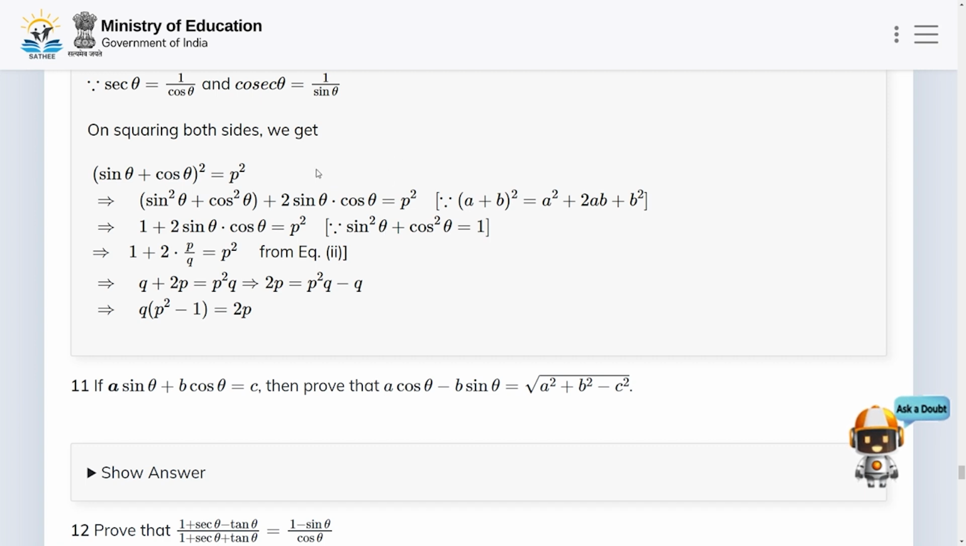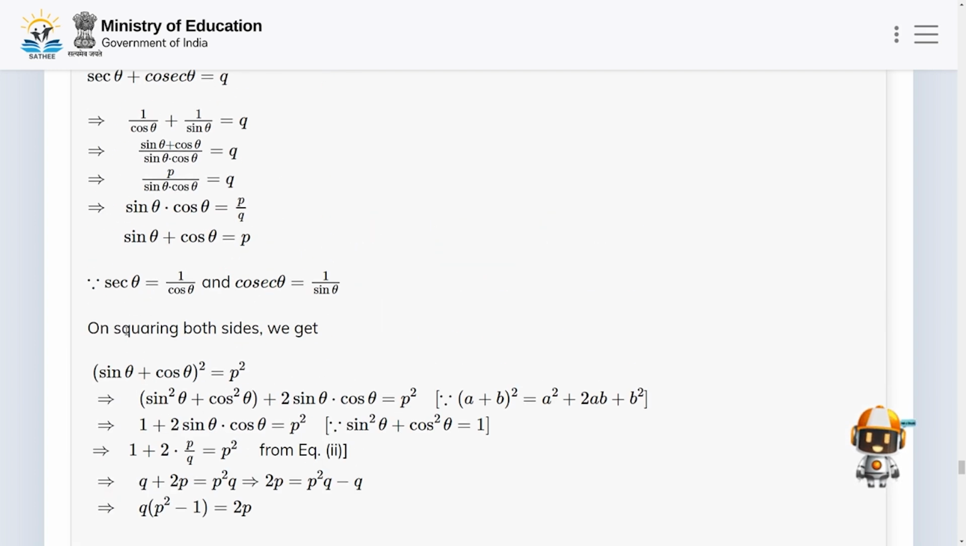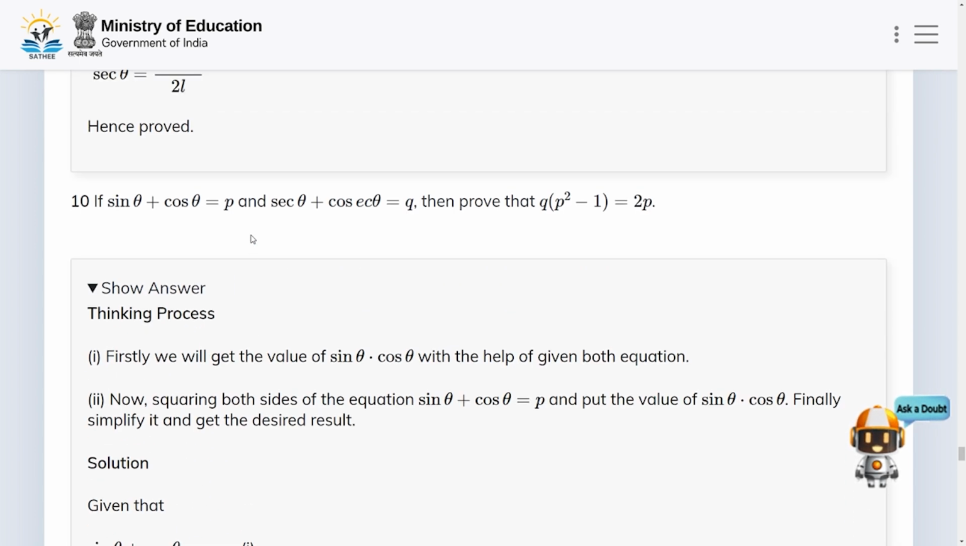Okay, and it implies 1 plus 2 into P by Q is equal to P square. So it implies Q plus 2P is equal to P square Q, and it implies 2P is equal to P square Q minus Q. Okay, and it implies Q times P square minus 1 is equal to 2P. Okay, so hence proved, Q into P square minus 1 is equal to 2P.